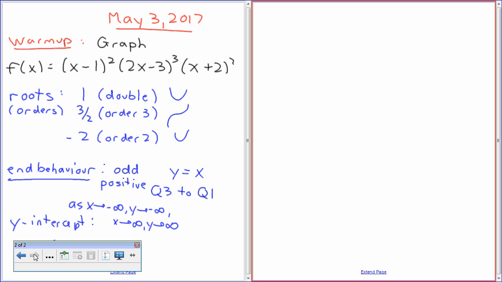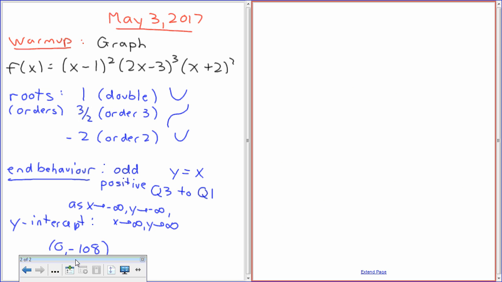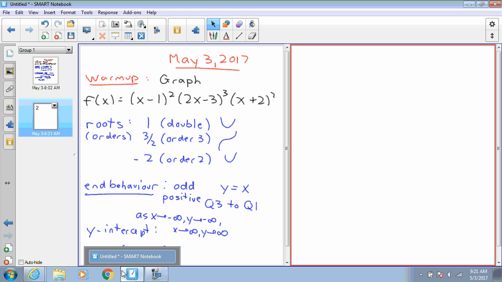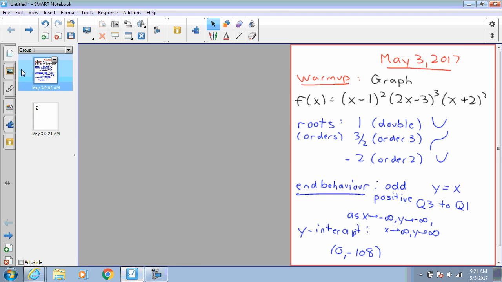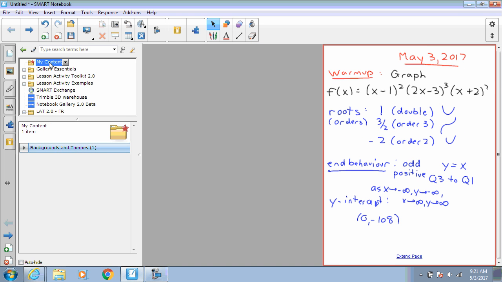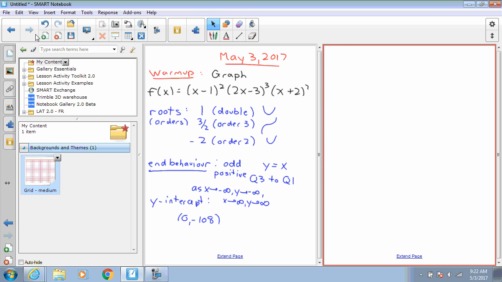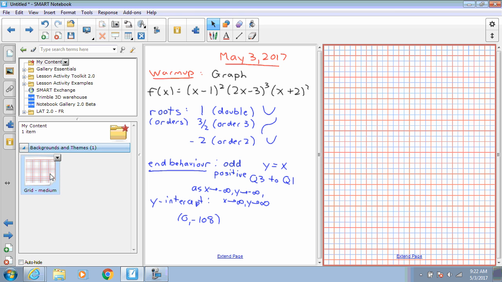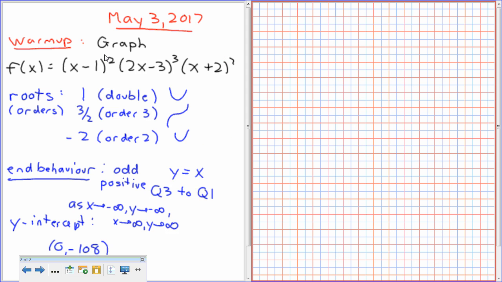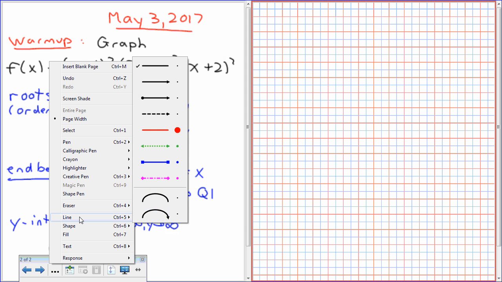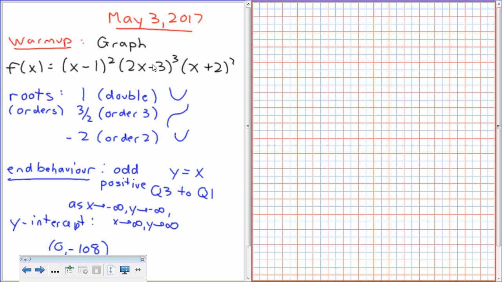Oh, come on, there we go. All right. So how do I graph this? Well, I get my graph paper first of all. Hopefully it's here. Okay, so I got my graph paper, I draw my lines, 0, negative 108. This is not going to be a perfect graph. This is going to be a sketch.